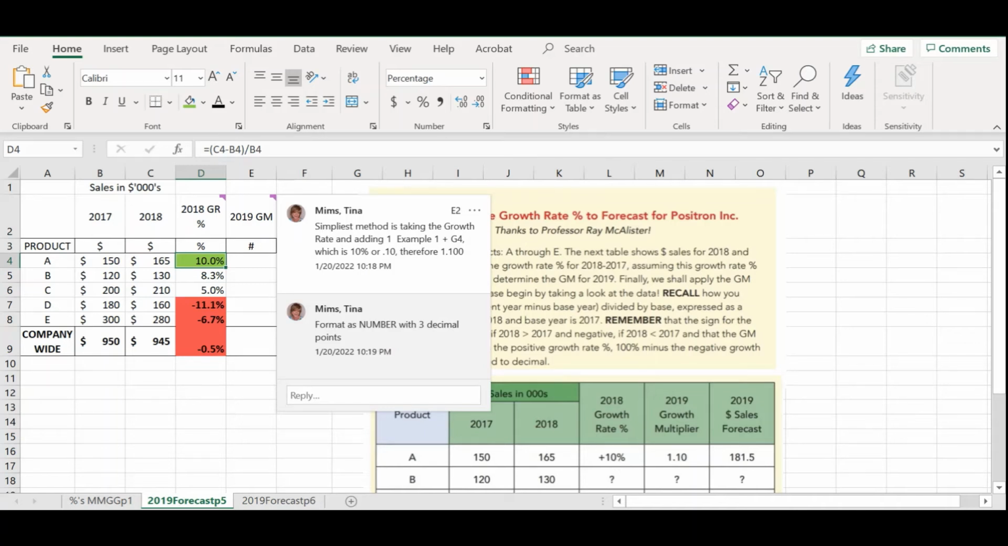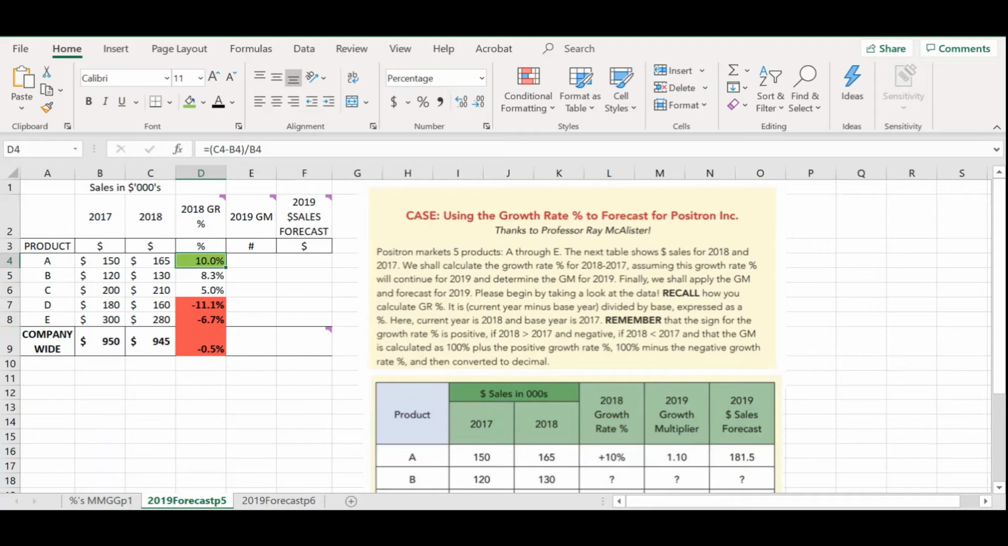The simplest method to calculate the growth multiplier is to simply take the growth rate and add 1. Now remember, 10% is like 10 cents, right? So essentially what we're saying is we're going to take 1 and add it to our growth rate, and we will get 1.10. Now for this exercise, we want to bring it out to 3 decimal points. I'll show you why that's important when we get to comparing the answers to the textbook.